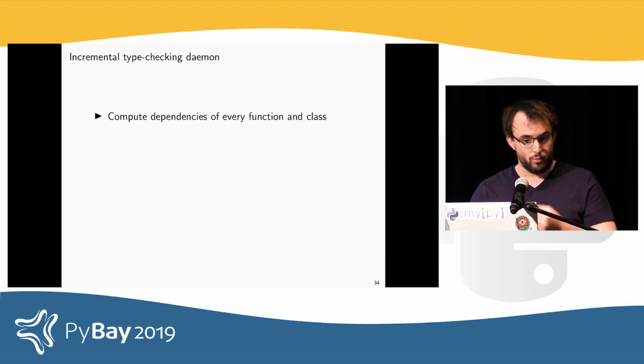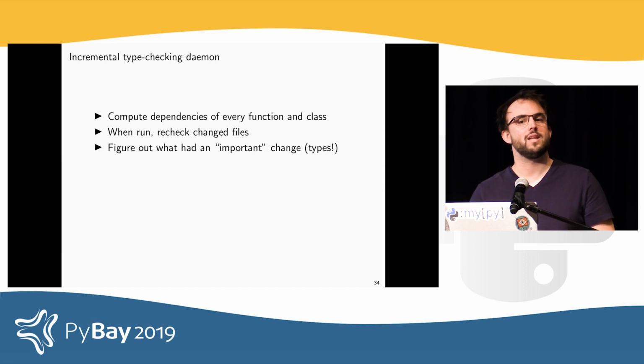So how does this work? Well, first, like I said, we compute the dependencies of all the functions and classes. Every time it's run, it figures out which files are changed. By default, it does this by sort of statting every file, but it's also possible to integrate with something like Watchman, so it will be notified, okay, here are the files that have changed and can be rechecked.